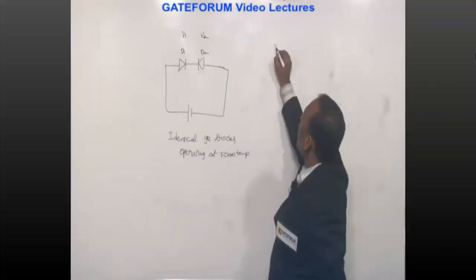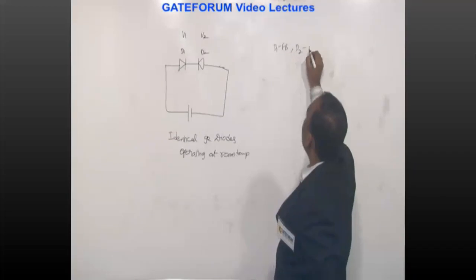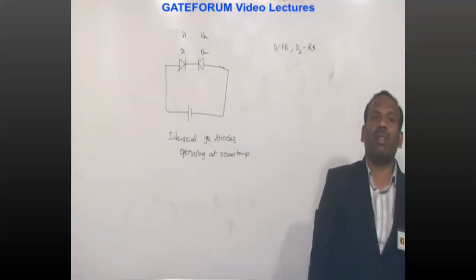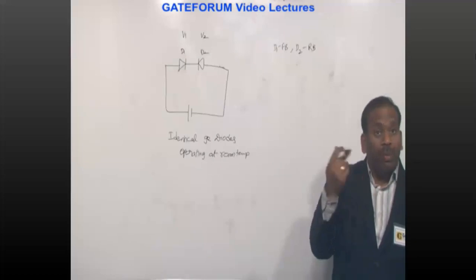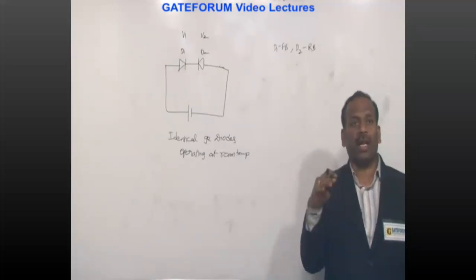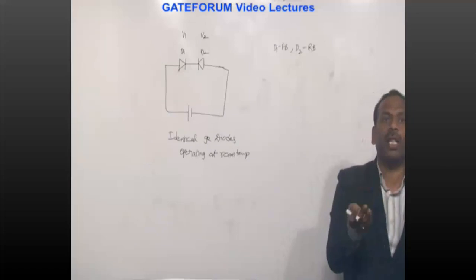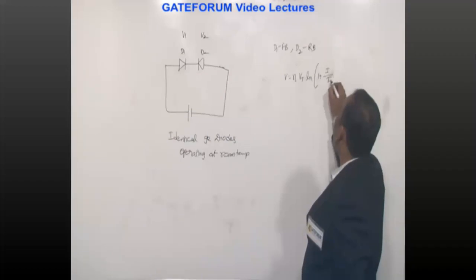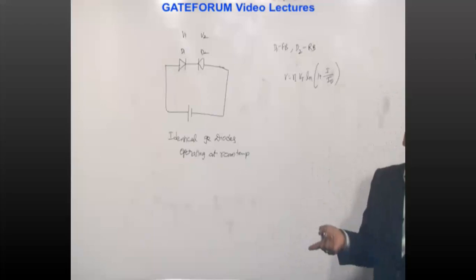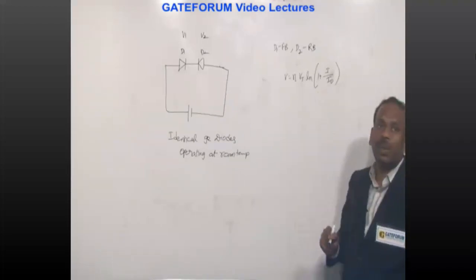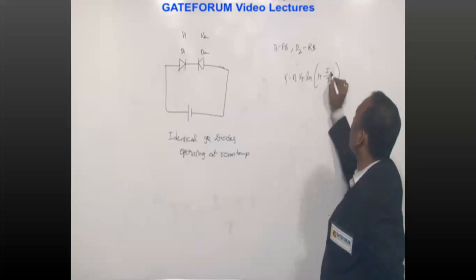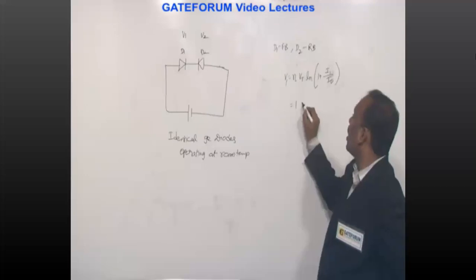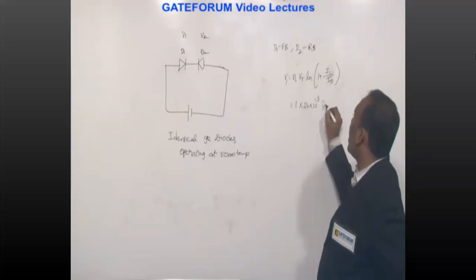Now see here, the diode D1 is forward bias. Diode D2 is reverse bias. For a forward bias diode, I equals I0 into e power v by eta vt minus 1. The other way of simplifying that expression: expressing it in terms of current, voltage V equals eta Vt ln of 1 plus I by I0. This is the voltage for the first diode. Clear? Now it's a germanium diode, therefore eta is 1. Operating at room temperature, 26 into 10 power minus 3, ln of 1 plus.